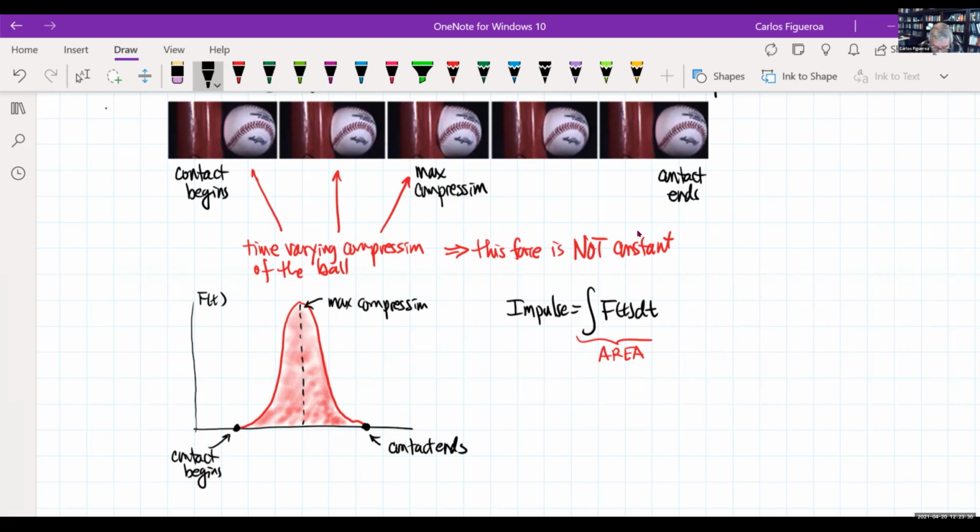And so what we find here is that we typically define a time. It's the time for when it starts to when it ends. This time right here, where contact begins and ends, is this delta t. This is what we call the contact time. And it's very characteristic of what actually occurs in that system.